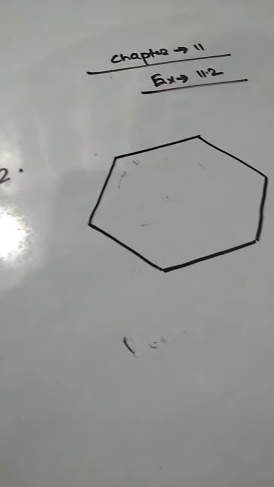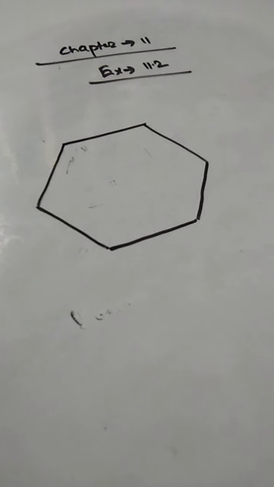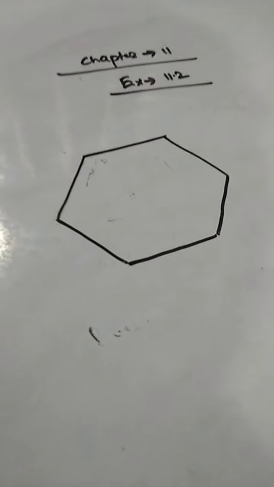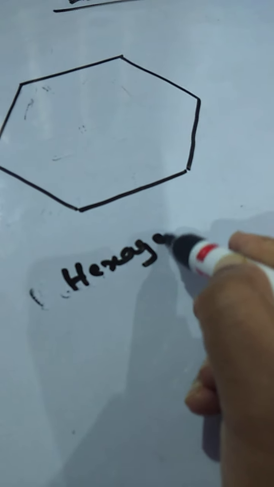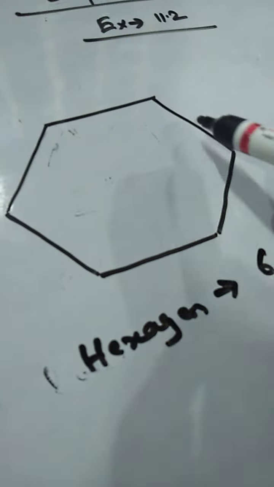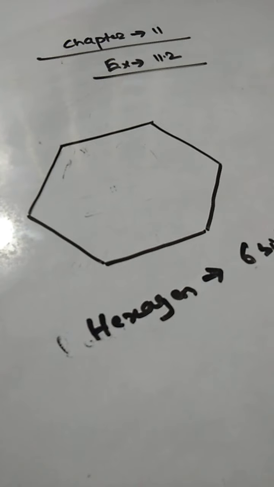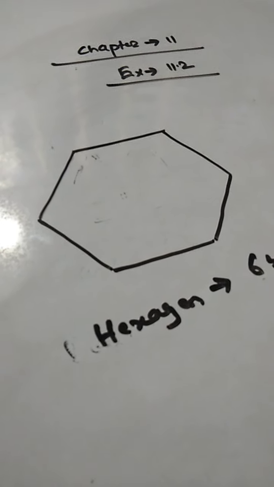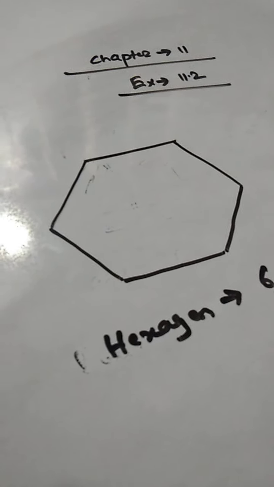In question number 2, we have a regular hexagon. It's a very important concept that you have to understand. What is the meaning of hexagon? It is a polygon with 6 sides. I've already drawn it: 1, 2, 3, 4, 5, 6. But if you read the sentence properly, it is a hexagon, but it is also said regular hexagon.